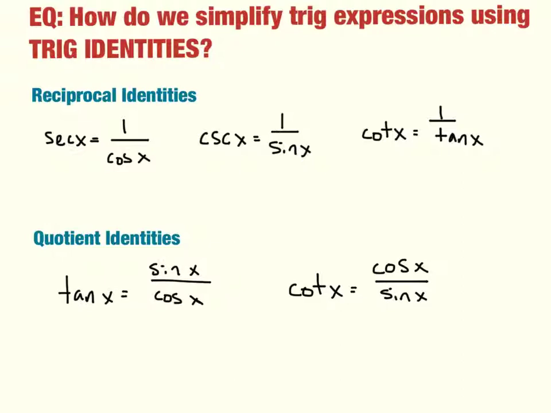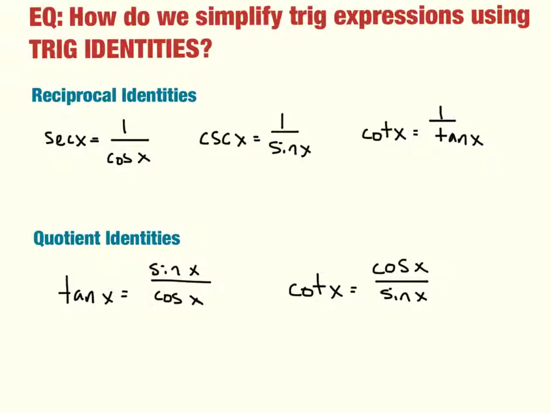As we go through and simplify these identities, you're going to use these quotient identities much more than you'll use this cotangent equals 1 over tan, because you kind of want to break everything down to sine and cosine. Each of these identities also works for any power.